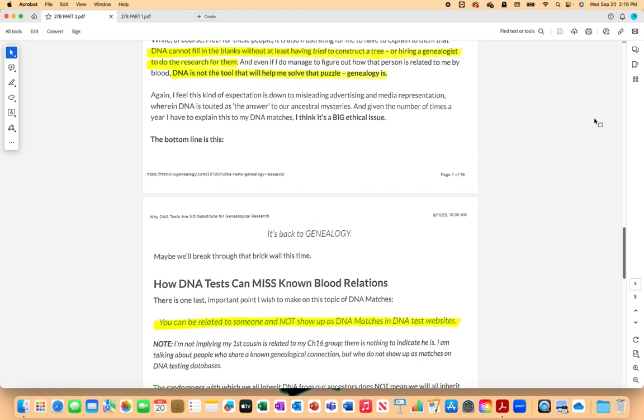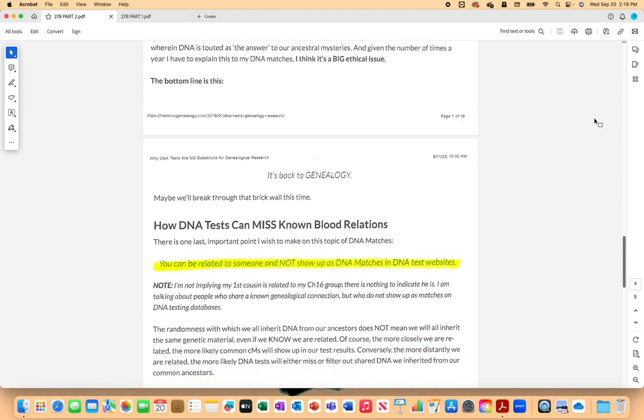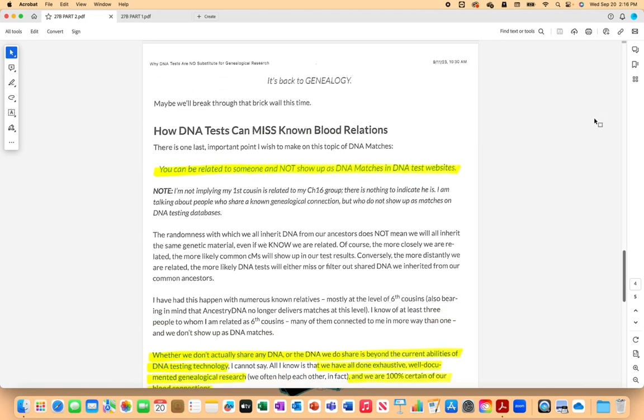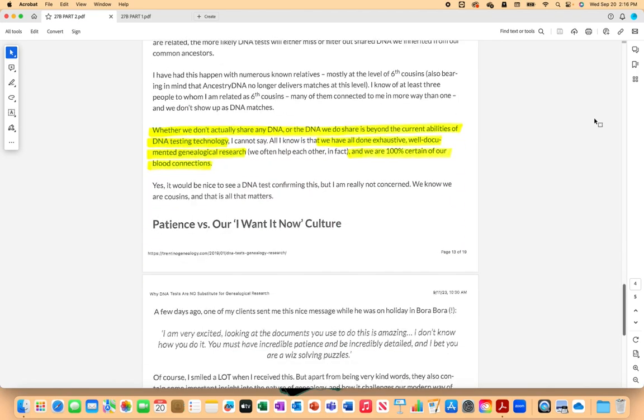DNA cannot fill in the blanks without at least having tried to construct a tree or hiring a genealogist to do the research for them. DNA is not the tool that will help me solve that puzzle. Genealogy is. You can be related to someone and not show up as DNA matches in DNA test websites. Whether we don't actually share any DNA or the DNA we do share is beyond the current abilities of DNA testing technology, we have all done exhaustive, well-documented genealogical research, and we are 100% certain of our blood connections.